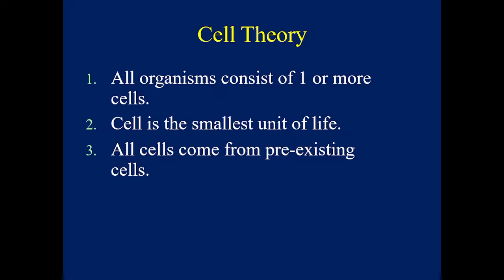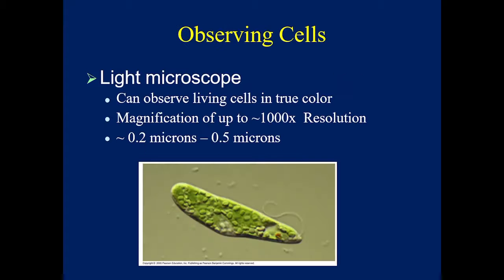And for cell theory, there are three important points. All organisms consist of one or more cells. The cell is the smallest unit of life. All cells come from pre-existing cells. We can observe cells under a light microscope, and other microscopes we will discuss later.